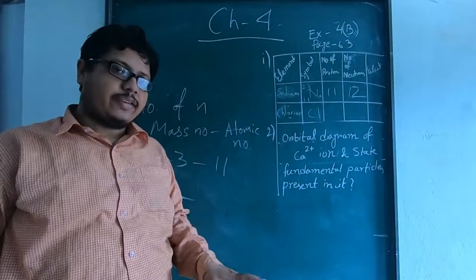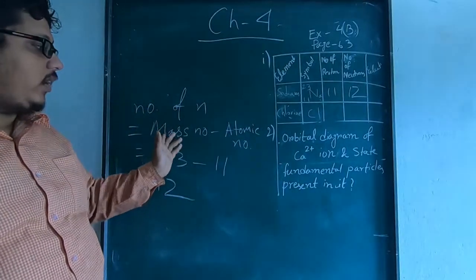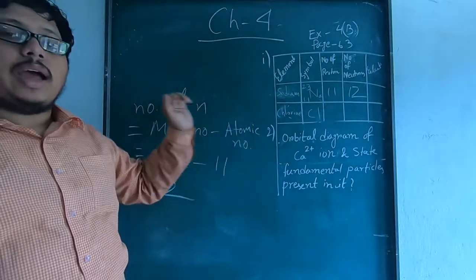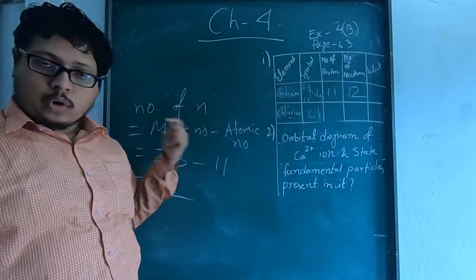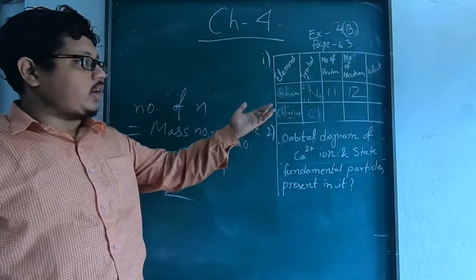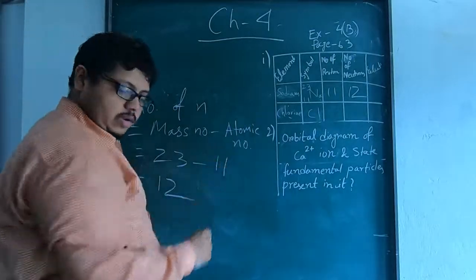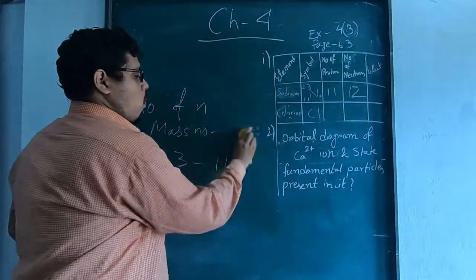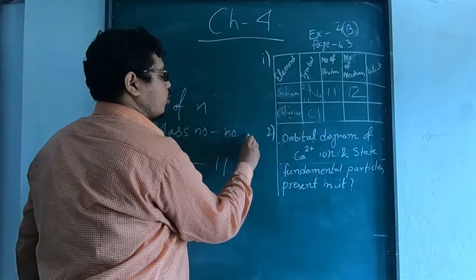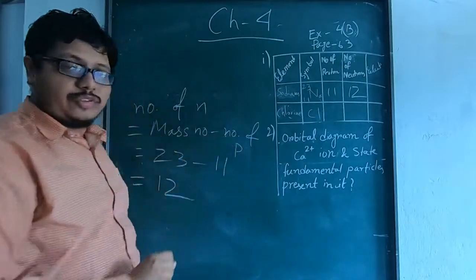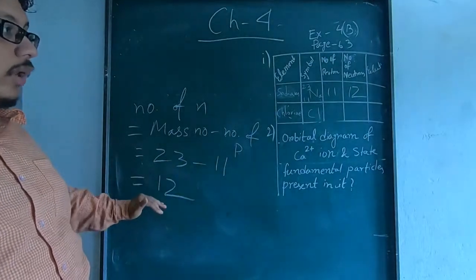Okay, clear enough? We can find out the number of neutrons how? By subtracting the atomic number from the mass number. We can also write mass number minus number of protons, because the number of protons and the atomic number are always the same. So if I replace this with the number of protons, it makes no difference. We will always get this number, subtracting these two, we got 12 here.